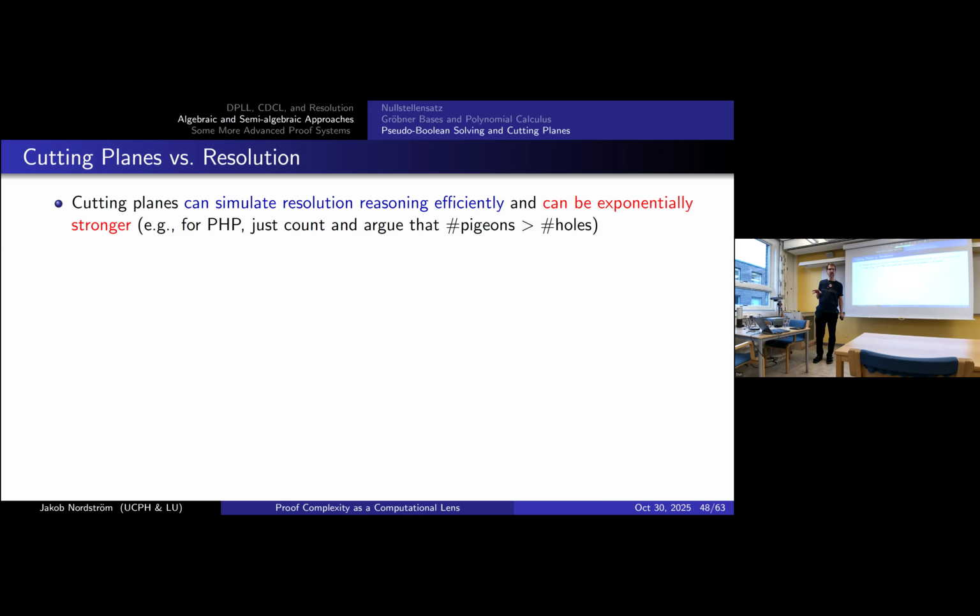Though I don't think I have it on this slide, I should say cutting planes and polynomial calculus are incomparable. So there are things that are easy for cutting planes that are hard for polynomial calculus and vice versa.